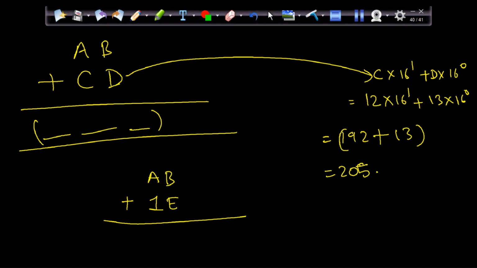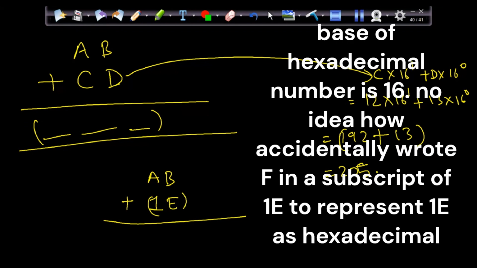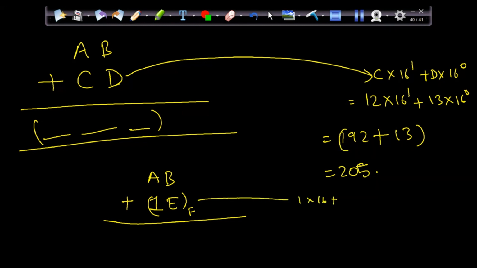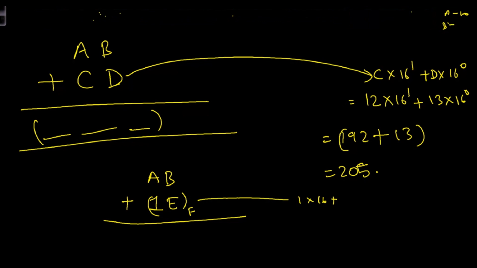So 1E means what? It means that you have to move 1 into 16 plus 43. A is 10, B is 11, C is 12, D is 13, and E is 14. So 14 into 16 power 0. This is equal to 16 plus 14, that is equal to 30.